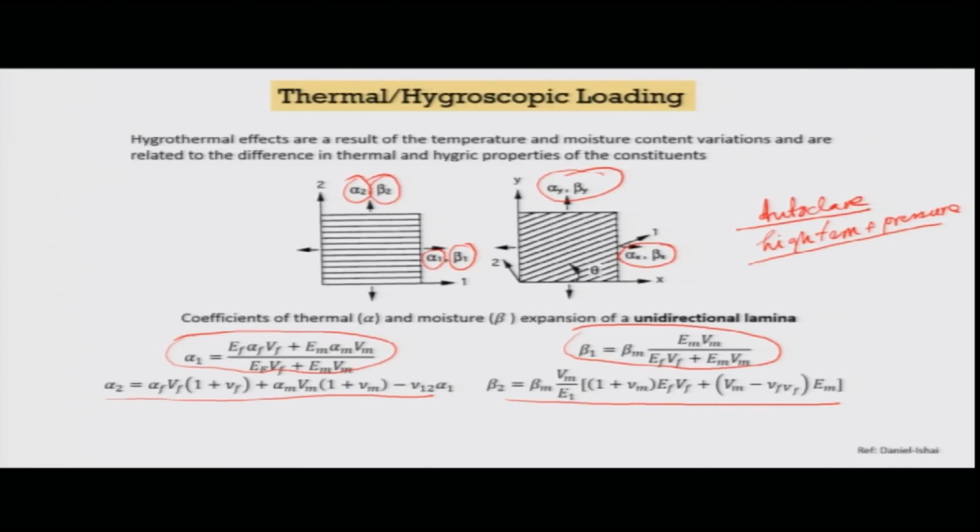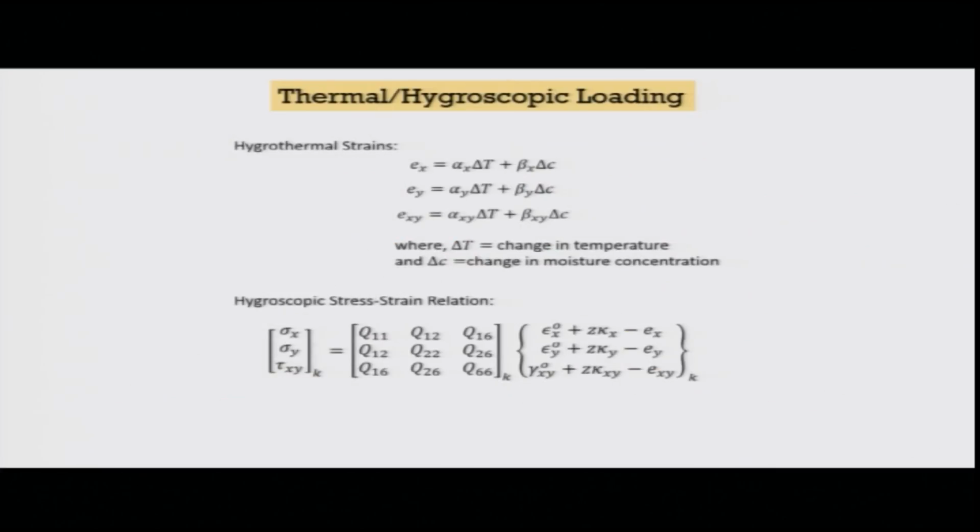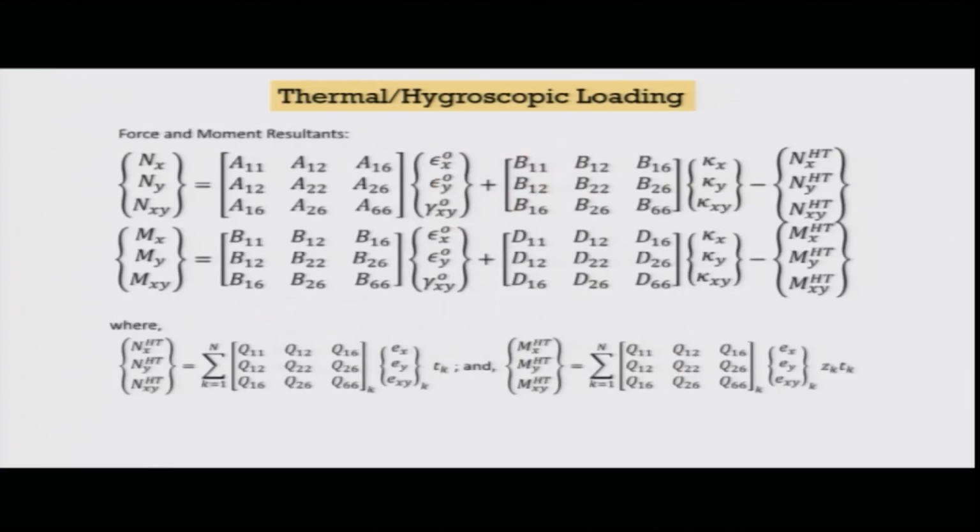Now, once I know alpha 1, beta 1, alpha 2, beta 2, then we go to how we integrate it in our system. Now, we have this thermal and hygroscopic loading. In this case, we have the effect of it in terms of the strain. We can very easily write it once we know these coefficients, and then once I know the strains in Ex, Ey and Exy, we can very easily integrate that as additional terms. We have earlier talked about these two terms as additional terms in the strain, and then the stress strain relationship is developed. So, this can be done for thermal as well as for the hygroscopic.